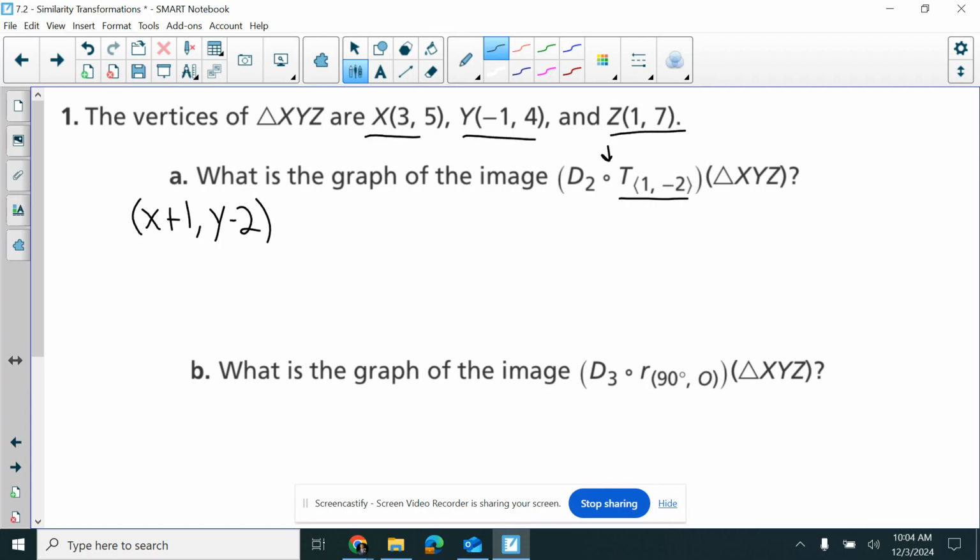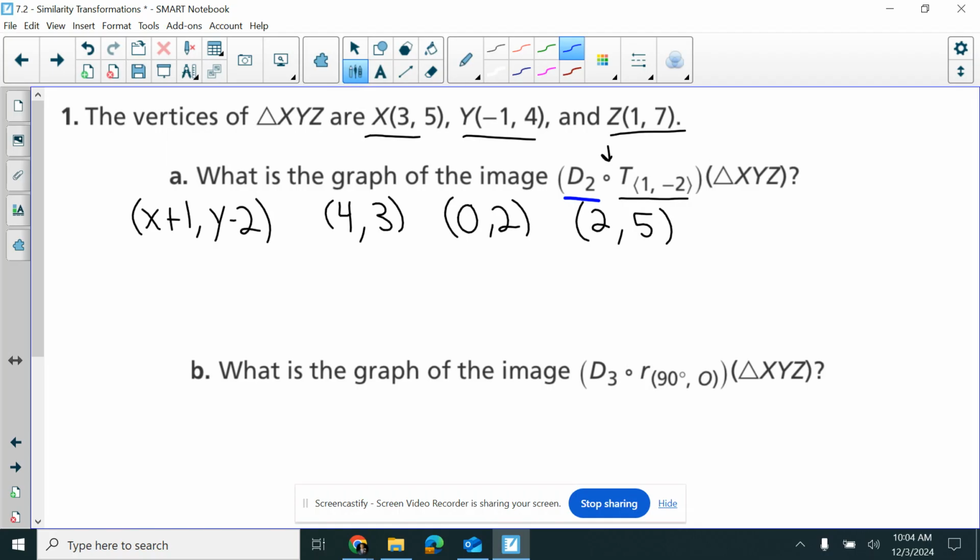So 3 plus 1 is 4, 5 minus 2 is 3. Negative 1 plus 1 is 0, 4 minus 2 is 2. 1 plus 1 is 2, 7 minus 2 is 5. So we do that one first, and then you do the dilation. This is a similarity transformation because there's a dilation in it.